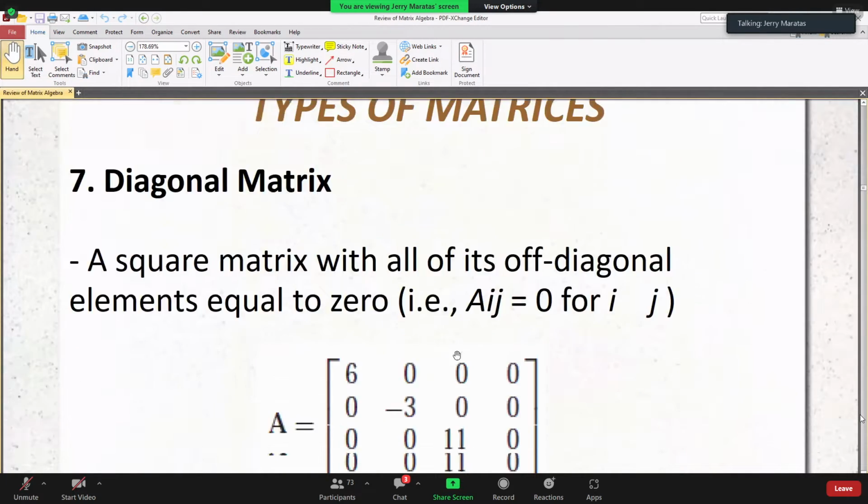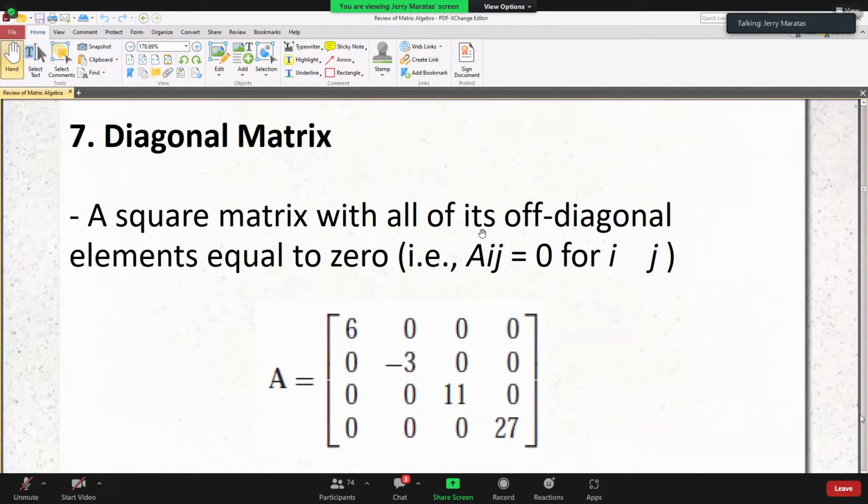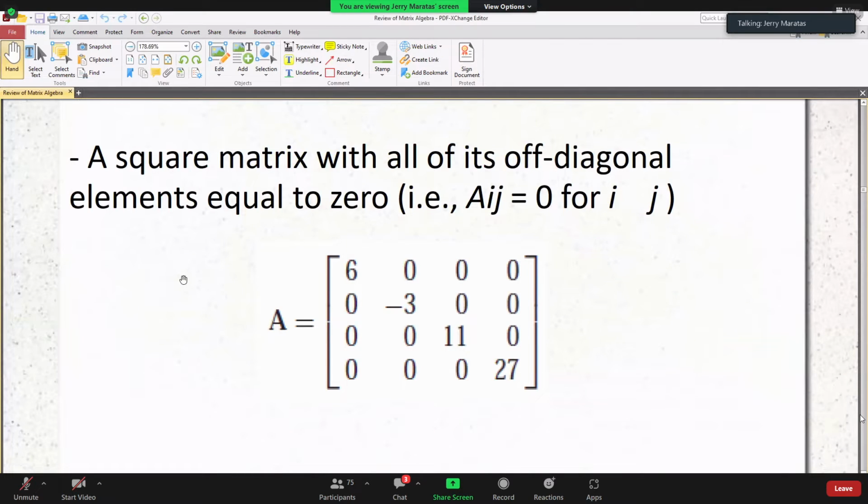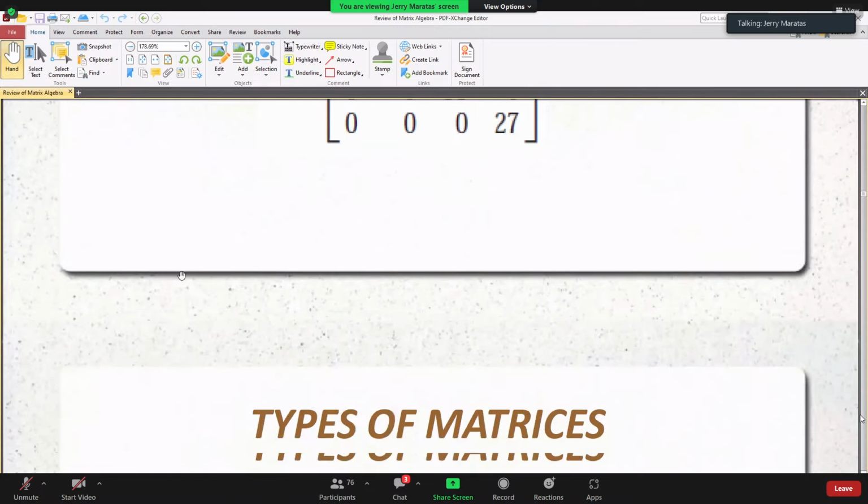So a diagonal matrix is a square matrix with all of its off-diagonal elements equal to zero. So kung tanan zero, except the elements of the main diagonal, gitawag na diagonal matrix. In other words, ang main diagonal ra ang elements nga dili zero. But again, it is a requirement, it must be a square matrix.